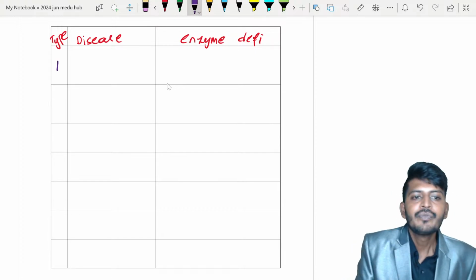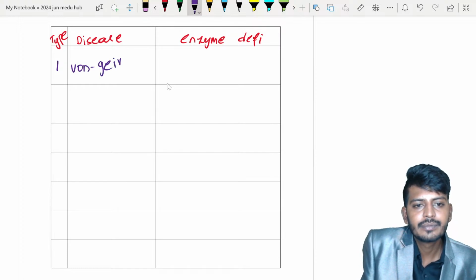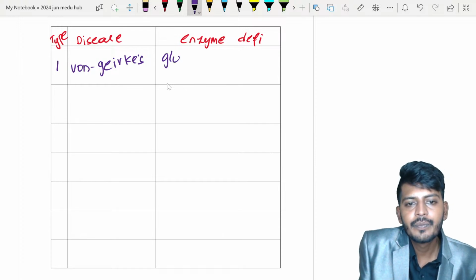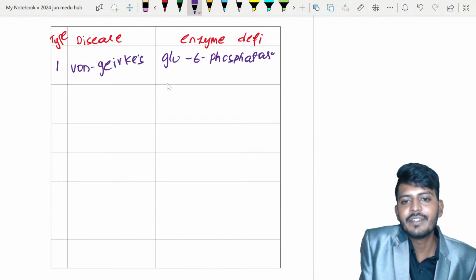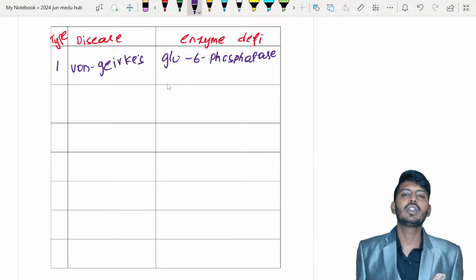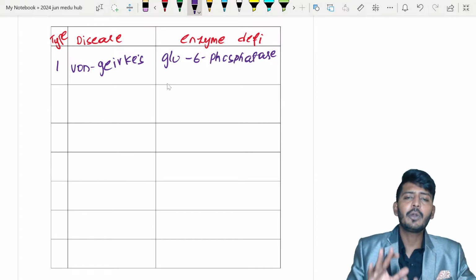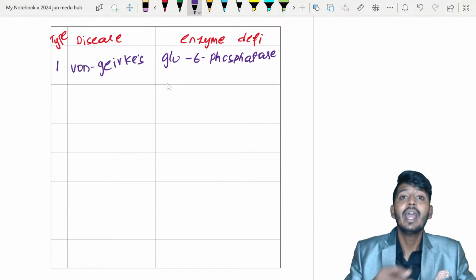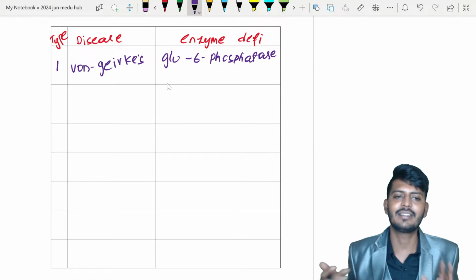So type 1 is called Von Gierke's disease. It is due to glucose 6 phosphatase deficiency. So यहाँ पे क्या होता है, ध्यान से सुनो मेरी बात. These patients will have hepatomegaly. Okay, hepatomegaly is not a specific symptom. Hepatomegaly can be present with other diseases also. ये सारे accumulation disorder में hepatomegaly आ सकता है. Hepatomegaly, recurrent hypoglycemia are possible.